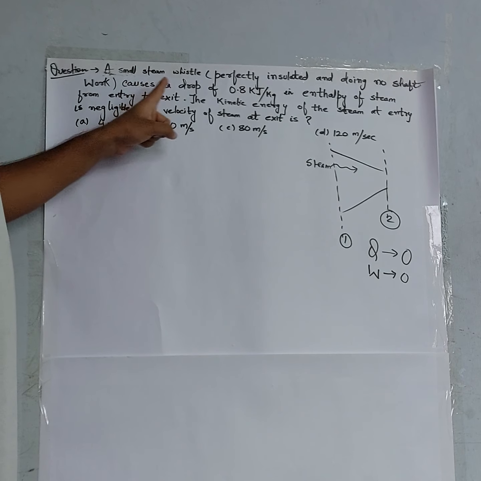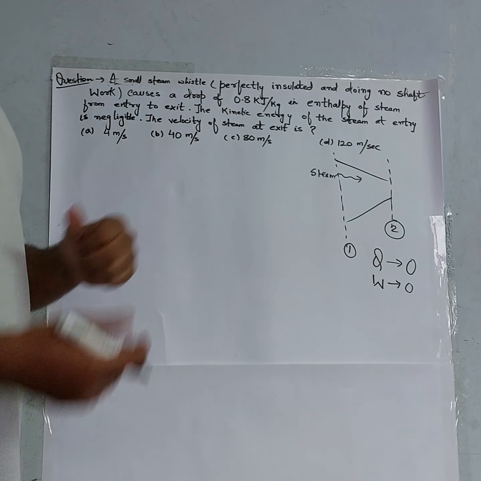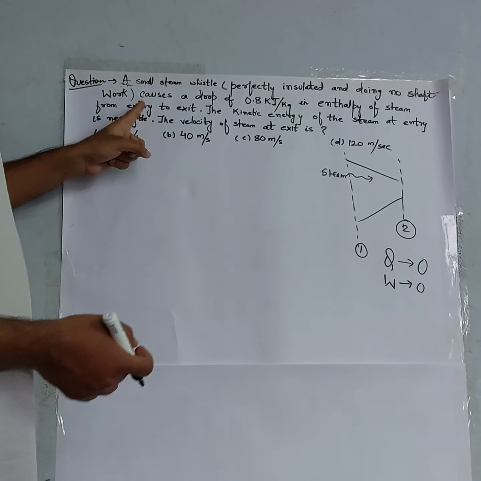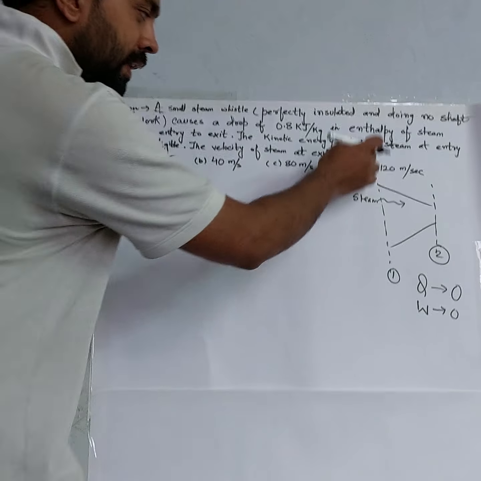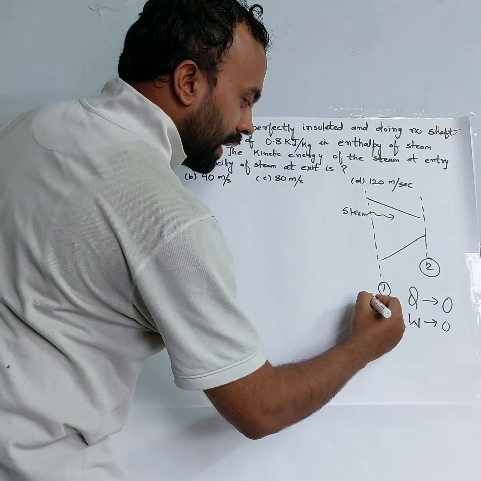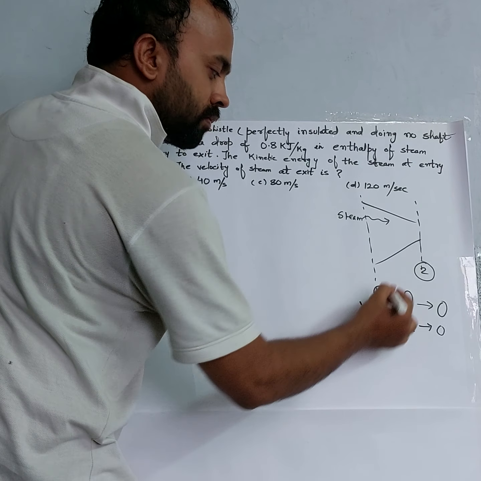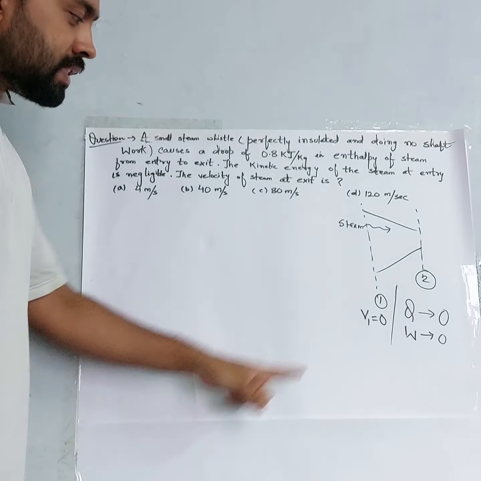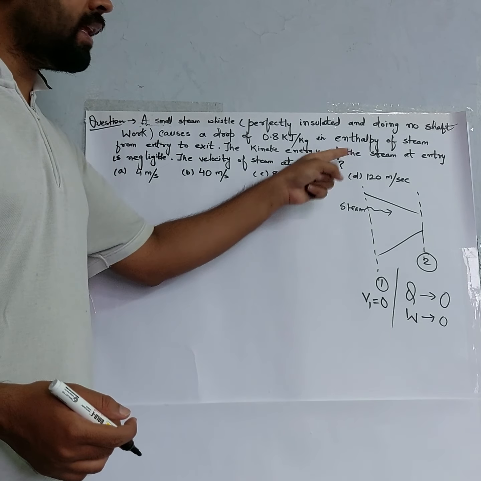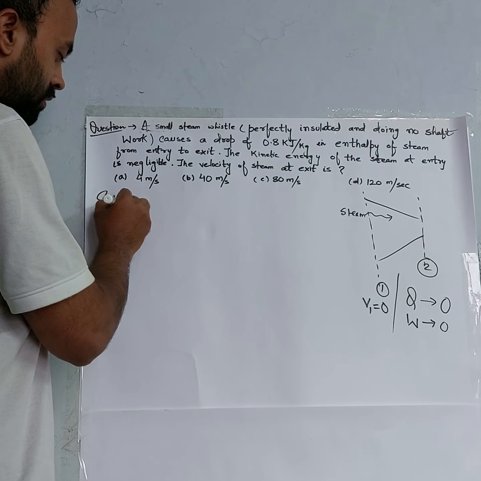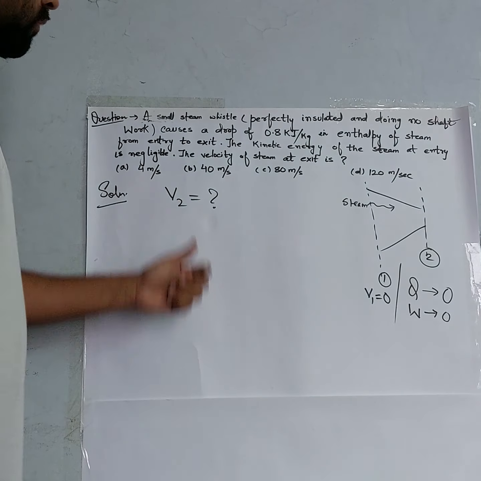Causes a drop of enthalpy. When the steam travels from entry to exit, there is a drop of enthalpy. The kinetic energy of the steam at entry is negligible. This is the entry position. Suppose V1 is the velocity at entry, it is 0 because it is mentioned. Now we have to calculate the velocity of steam at exit, V2. What is the value of V2?